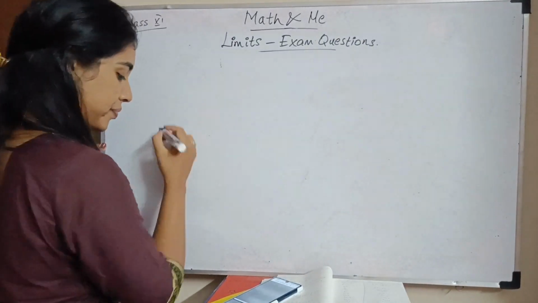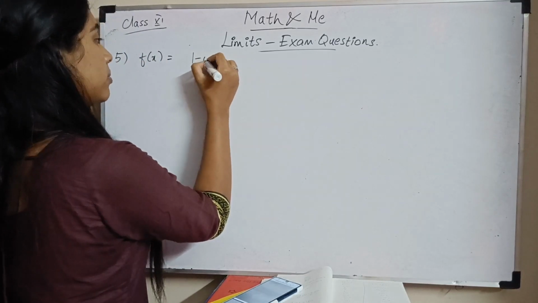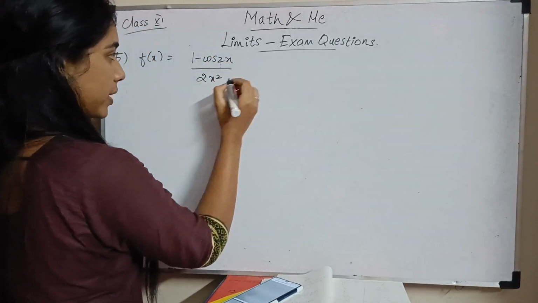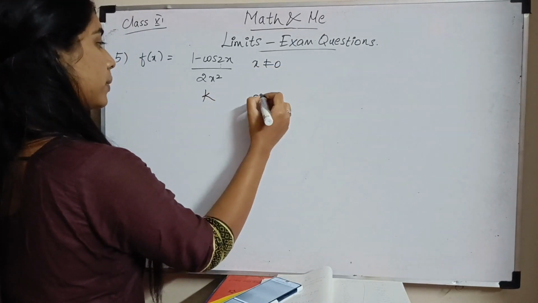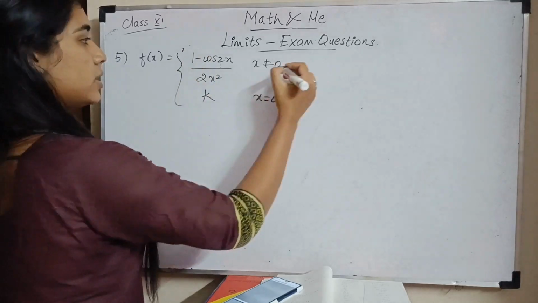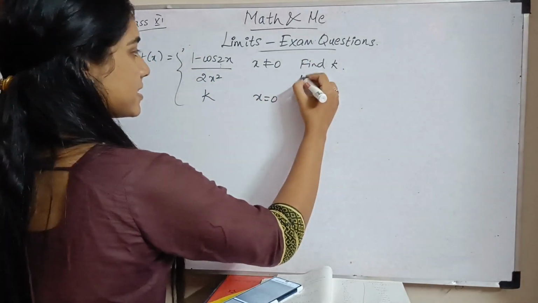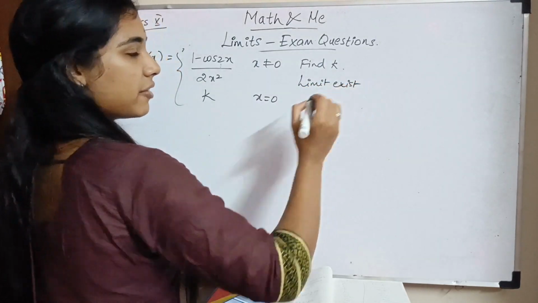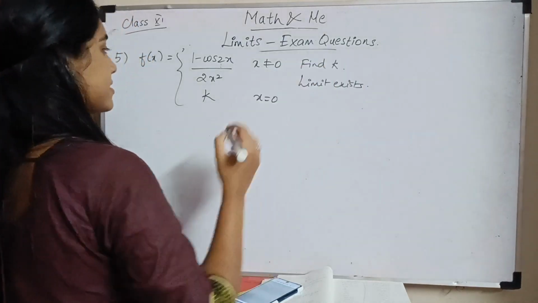Number 5. f(x) is equal to (1 minus cos 2x) divided by 2x² when x is not equal to 0, and k when x is equal to 0. Find k. They say the limit exists. Obviously, since the question says the limit exists, we can equate the left hand limit and right hand limit and find k. Okay? So the limit exists.